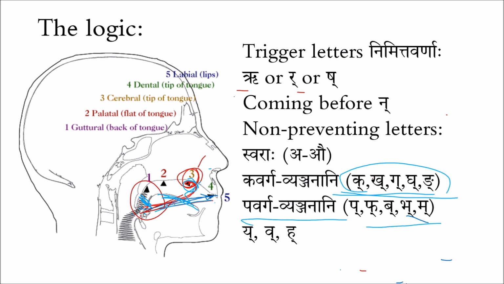And same with pa, pha, ba, bha, ma. These are labial, or osthya, letters. Here also the jihva, or the tongue, is not going to be affected when we say pa, pha, ba, bha, ma. It would make it difficult if we move the tip of the tongue, which is already rolled back here, to the dantya position. So it will be much easier if we just pronounce it as na.